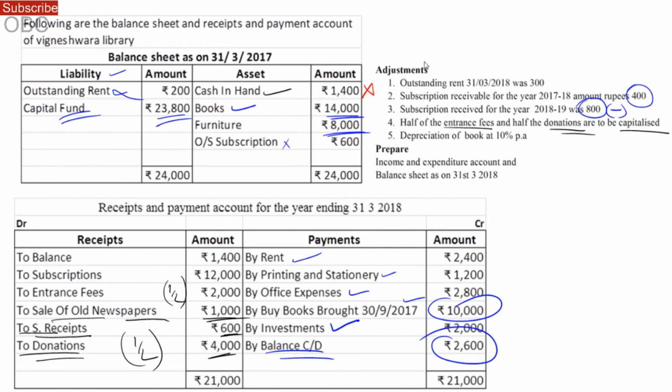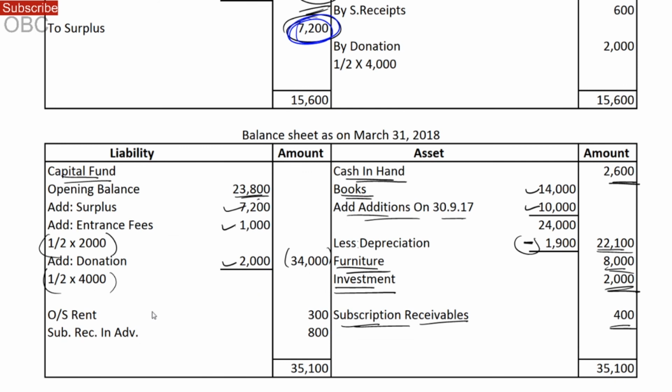Now we cleared all the items except outstanding rent, which is in the adjustment. So come back to the adjustment part. Outstanding rent is there 300 rupees. Just add this outstanding rent 300 because that belongs to this year. You have not yet paid it, so that should be recorded in liability side. That will be a burden for this trust. Outstanding rent that is given in adjustment 300 rupees.